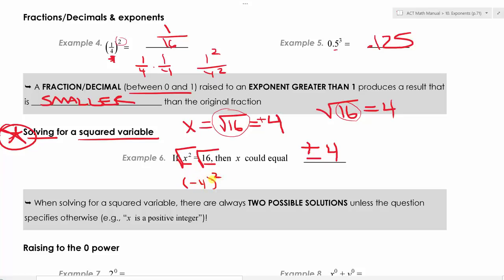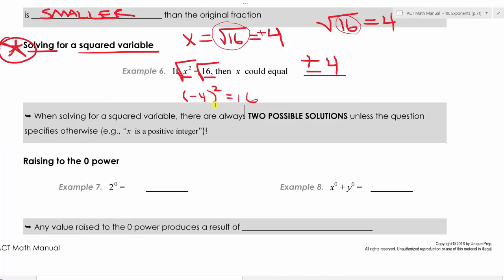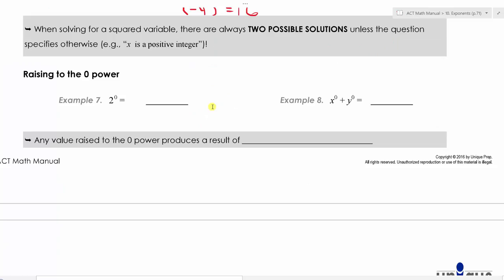X squared, negative 4 squared, I would also get 16. So two values result when we are solving for a squared variable. Only one value results when we are simply given the square root. It is a little tricky. If you need further clarification, ask your tutor. So squared variable, two solutions.